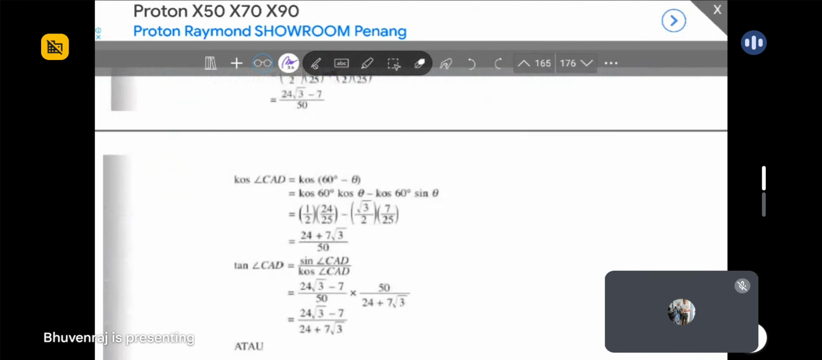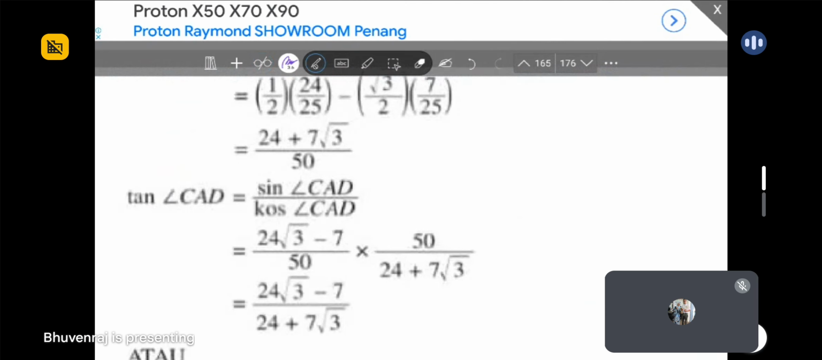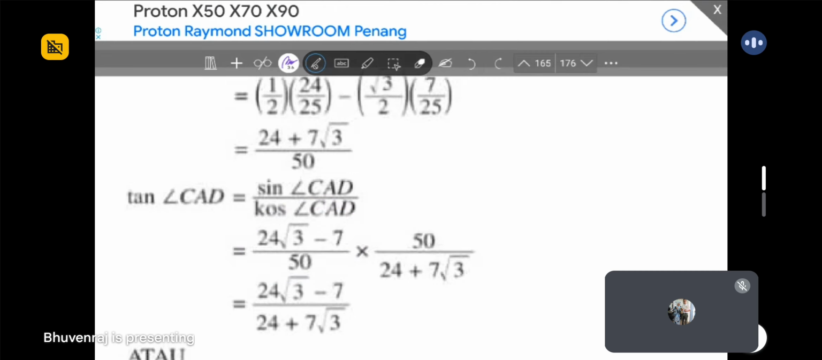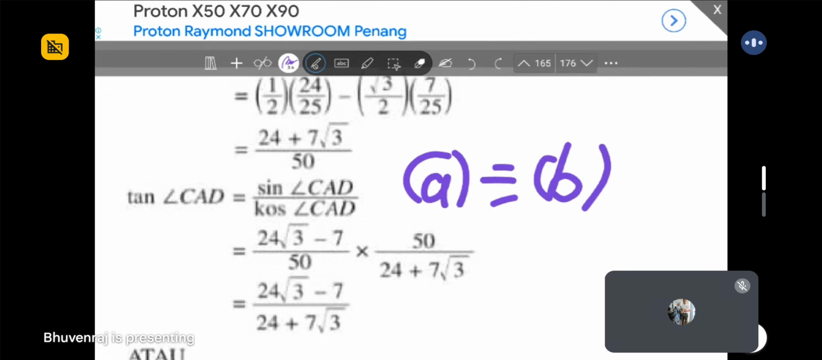Okay, so tangent CAD, you can think of it as sine CAD over cos CAD. You can think like this. Okay, so it means that you just take answer A divided by answer B. Okay, divide both answers, A divided by B. So you will get this. Then you just simplify for the final answer.